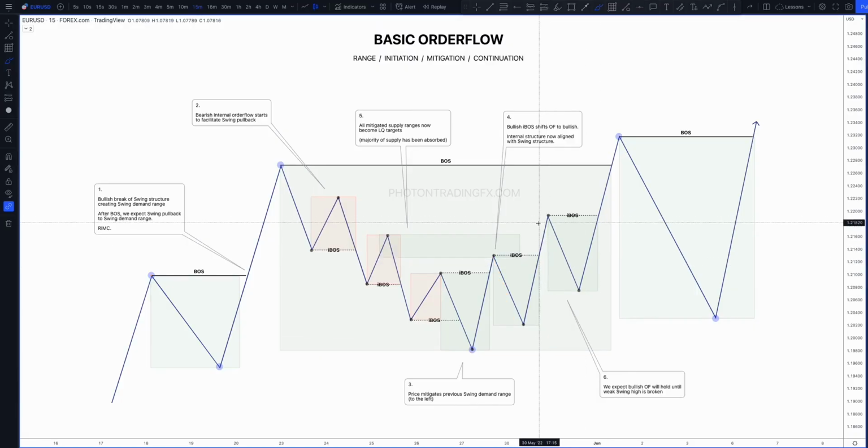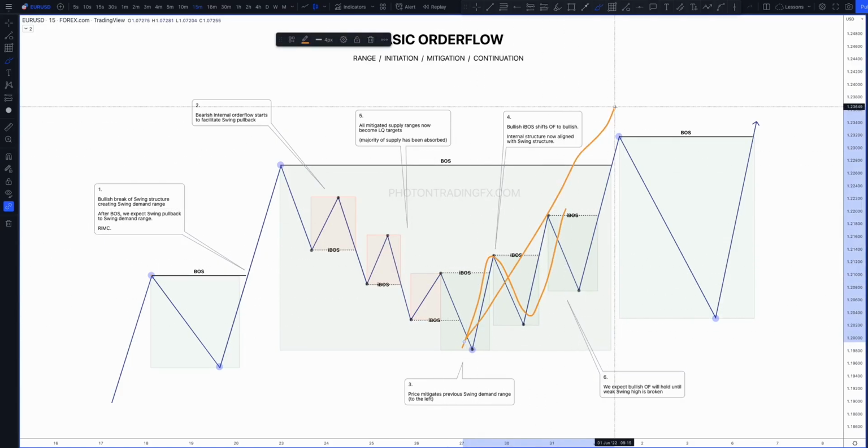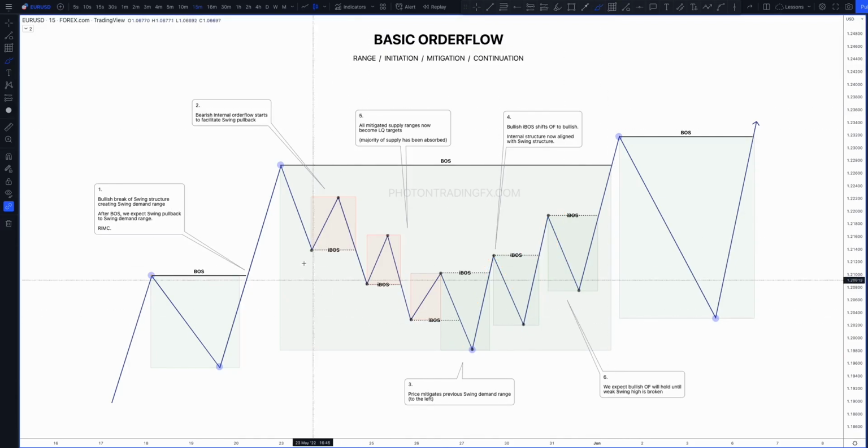The way you can think about it is that because these supply ranges have been mitigated, there will be less supply within them, like the majority of the supply has been used up. So this allows price to move easier to the upside. Think of it that way. There's less supply here to contain price, so there's a bit more of a free path for it to continue up to the upside. And that's really it.